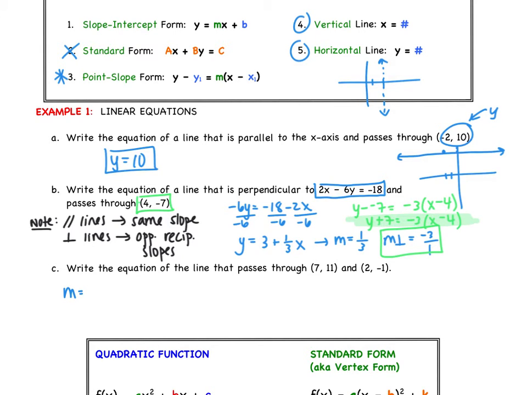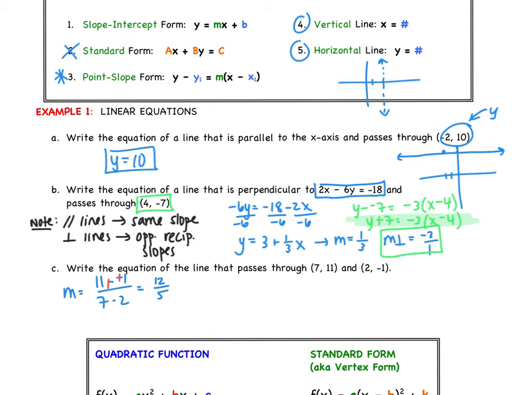So remember with slope, we start by subtracting our y's. It doesn't matter the order that you go in. So I'm going to do 11 minus -1. So y minus y. Then we're going to have to do x minus x. So that's 7 minus 2. In the numerator, that minus and negative changes to a positive. So we end up with 12/5. That is our slope.